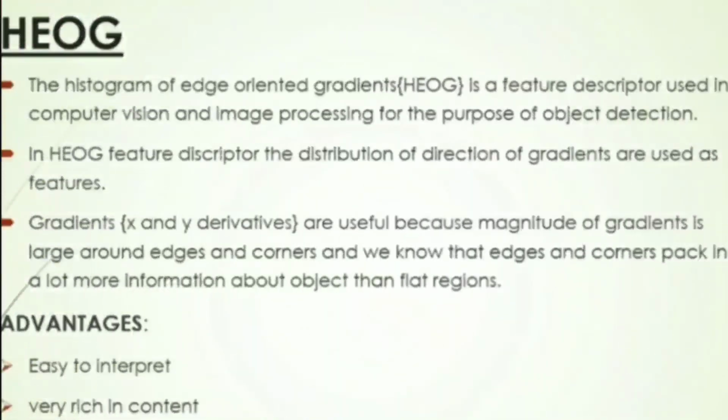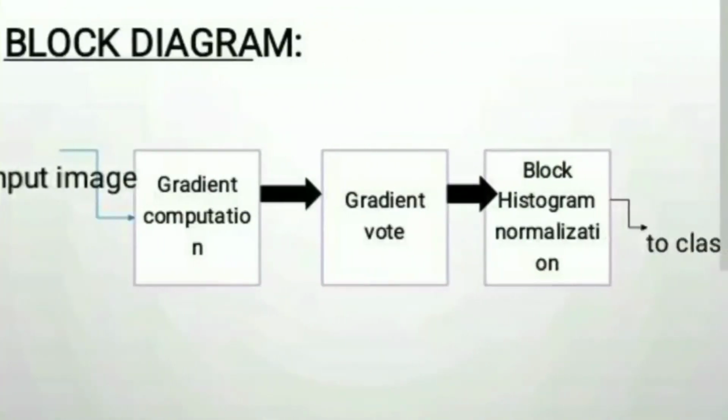Hi, I'm Vembalakshmi. HEOG is the histogram of edge orientation gradient. HEOG is generally used to describe the texture of a rectangular block. It is a feature descriptor used in computer and image processing for the purpose of object detection. An advantage of HEOG is that it is very useful when calculating the capability of a process, and the histogram helps to predict the future performance of the process. Also, it is very low priced.